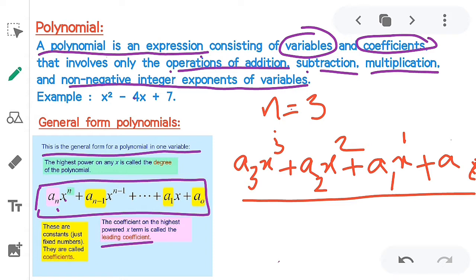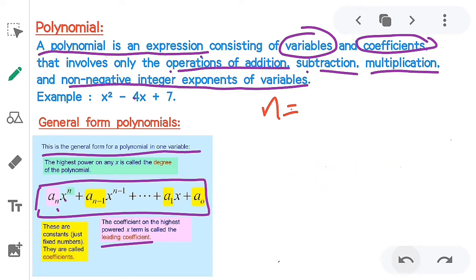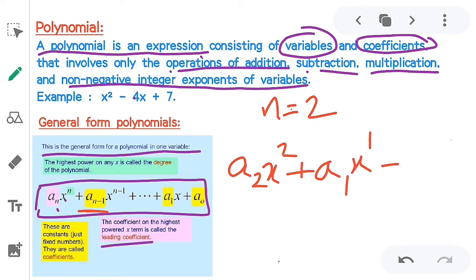Now what about n equal to 2? Okay, let us see n equal to 2. Then I'll get a2 x power 2 plus, here n means what? 2 minus 1, 1, a1 x power 2 minus 1, 1, plus and so on, the last term will be a naught. Okay. This is the general form of a second degree polynomial.